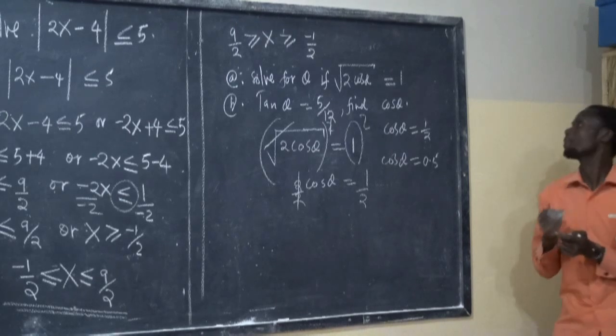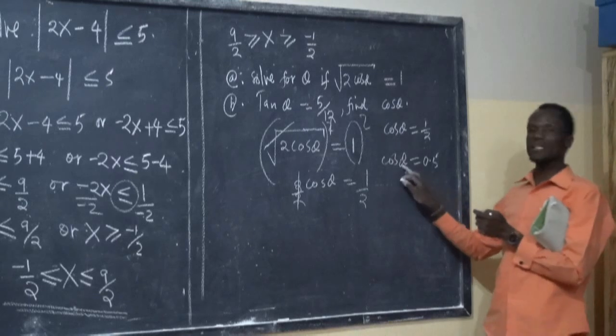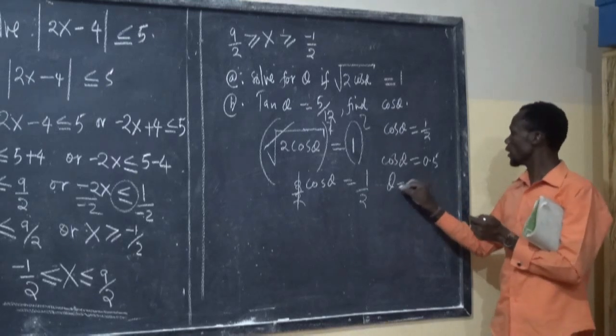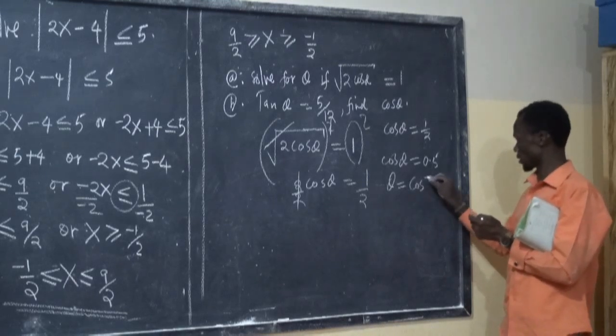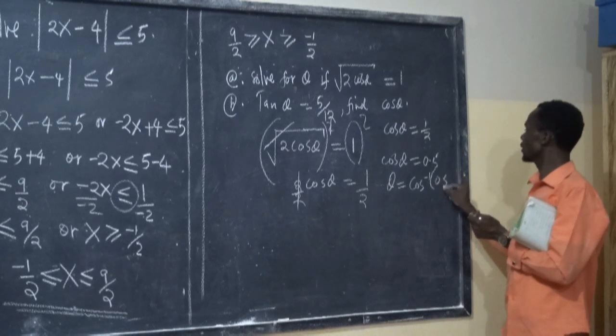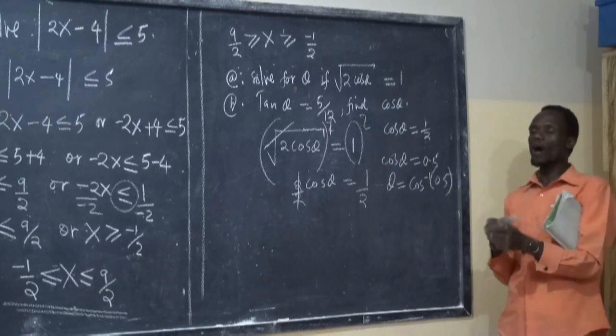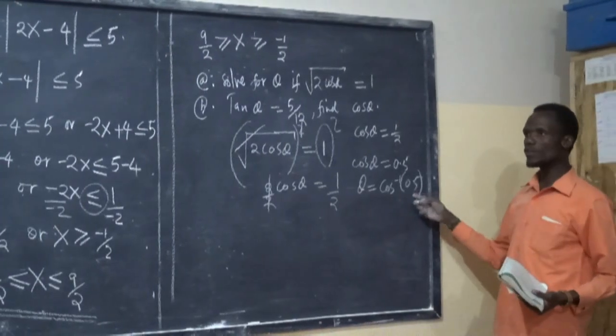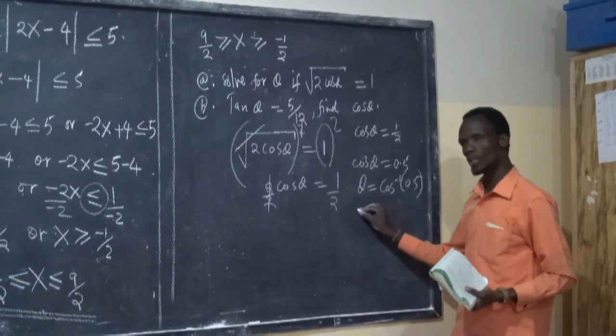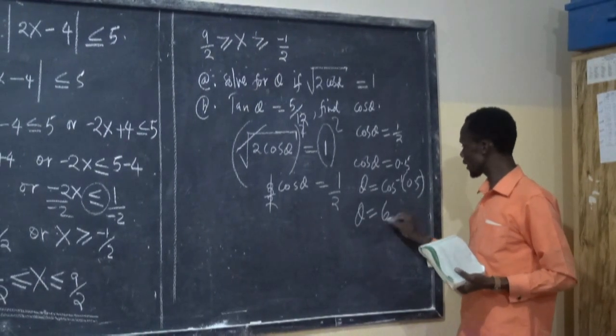Are we together? Then we are looking for theta now. Theta is equal to cos inverse of 0.5. Now you go to your four figure table, you just check. Cos inverse of 0.5 is 60. You understand? Now that is 60 degrees.